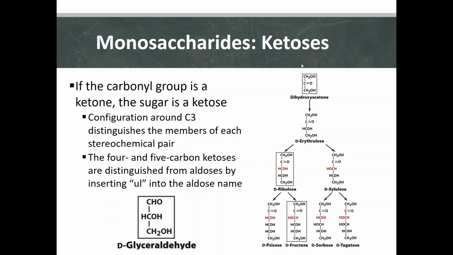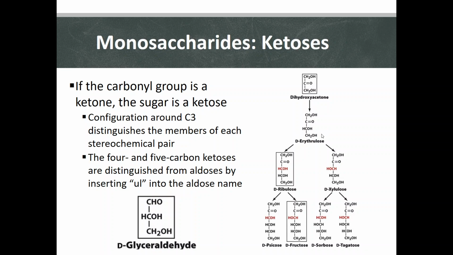Now, remember, dihydroxyacetone does not have a chiral center. So how does this start showing up? How do we differentiate the enantiomers? Okay, so there's only one kind of dihydroxyacetone. There's no stereochemistry that you have to think about. But if you were to take a chiral center and insert between this carbonyl group here and this primary alcohol down here, you would get erythrulose.